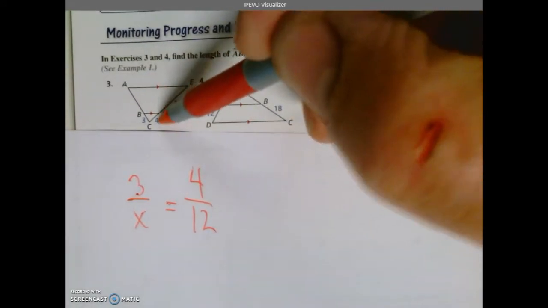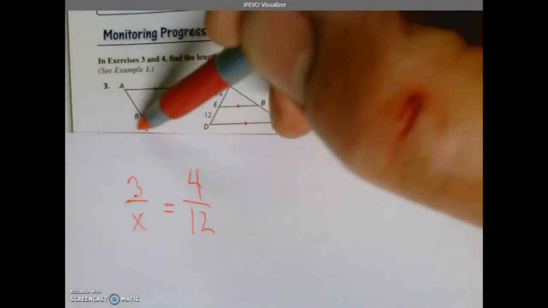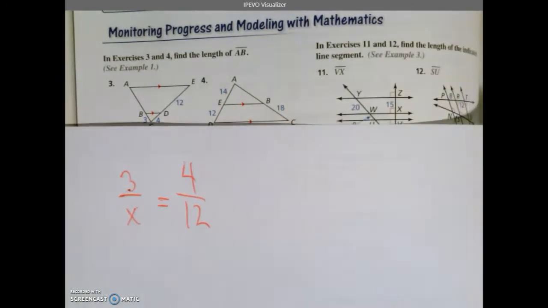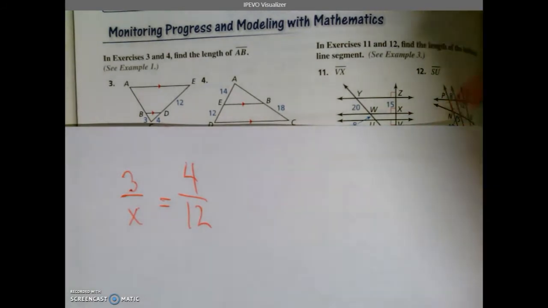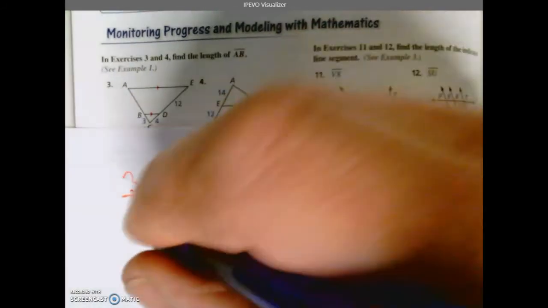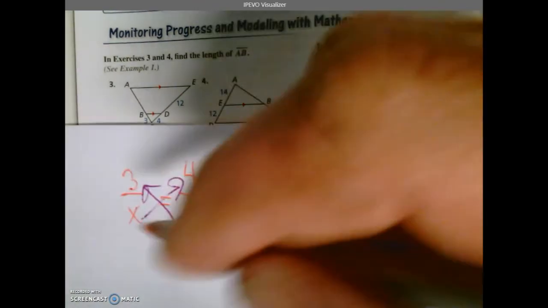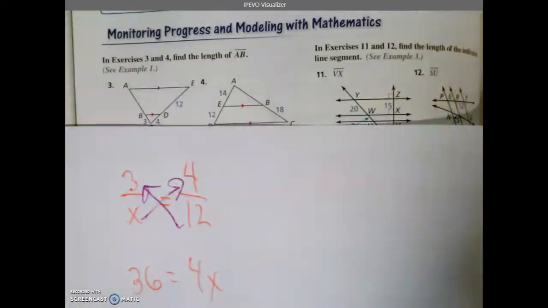Again, 4 is part of this whole side here, 3 is part of this side. So 4 is to 12 as 3 is to x. That's how you can say it. What do you do when you get here? This is the one time you're going to cross multiply. Cross multiplication says that if two fractions are equal, the cross products are equal. So 12 times 3 would be 36. X times 4 would be 4x.